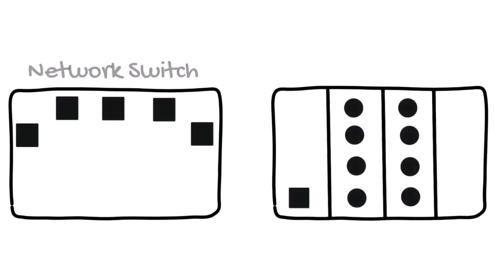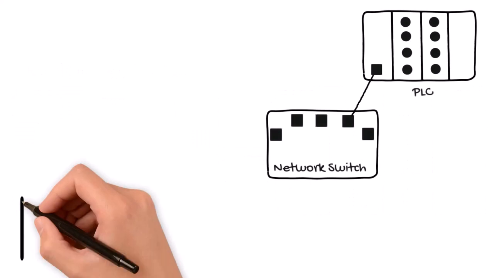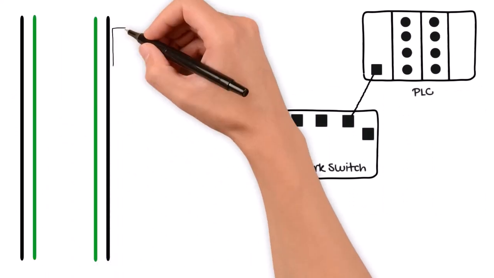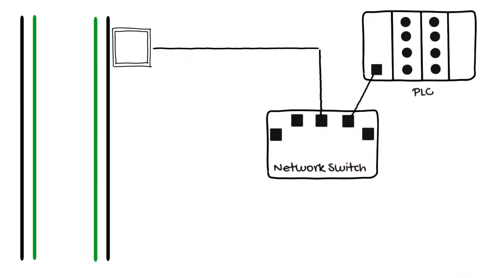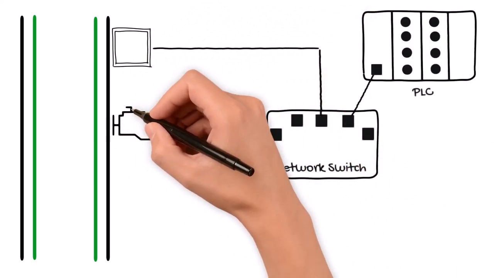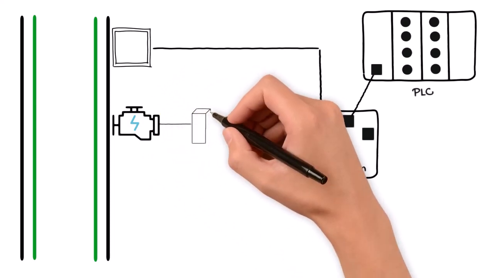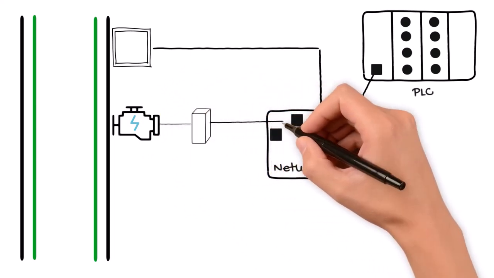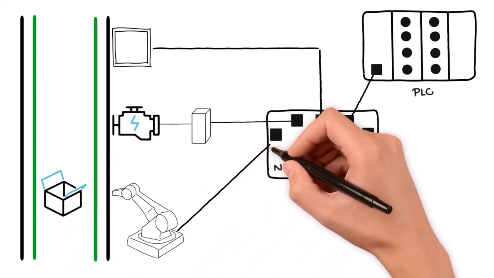Let's take a closer look at how a network switch and PLC communicate with the components of a basic industrial assembly line. A typical assembly line has a conveyor belt with position sensors that communicate with the network switch. It also has a motor controlling the position of the conveyor belt that's attached to a variable frequency drive, or VFD, that also communicates with the network switch. It probably also has a robot placing parts. You guessed it, that robot also communicates with the same network switch.